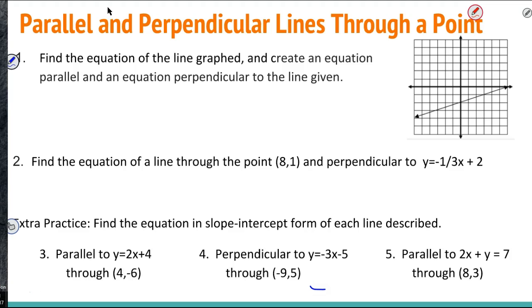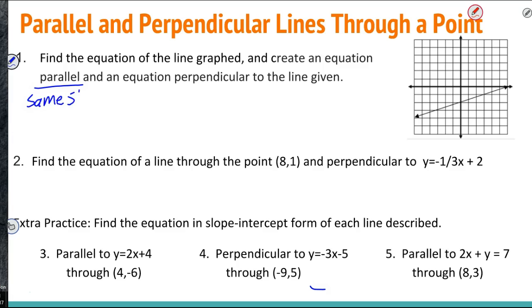Find the equation of the line graphed and create an equation parallel and an equation perpendicular. Before I even start, I'm going to remind you, parallel means same slope. Perpendicular means opposite, reciprocal, slope.